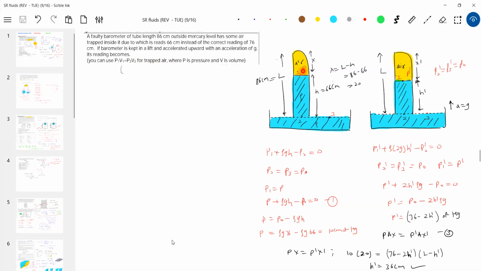Now what is the earlier pressure? P1. So how do you write it? P1 plus rho gh minus P2 equal to 0. P2 should be P naught. These are some important things.